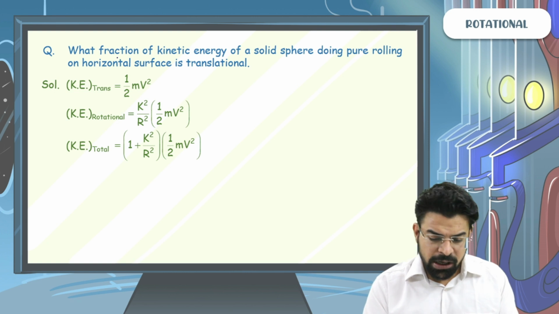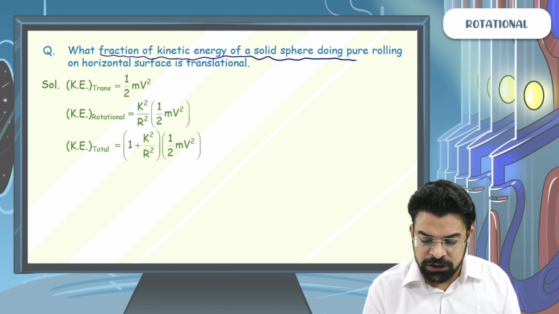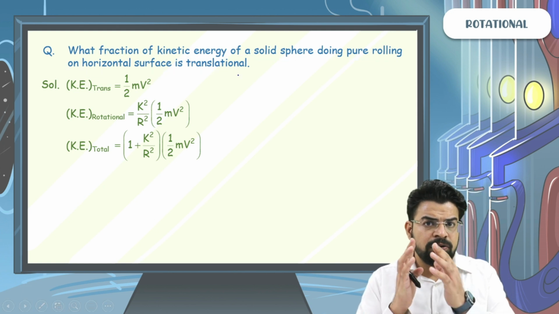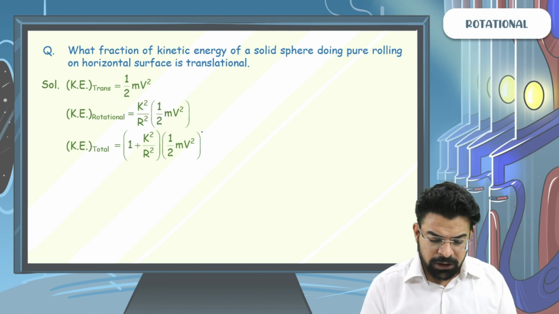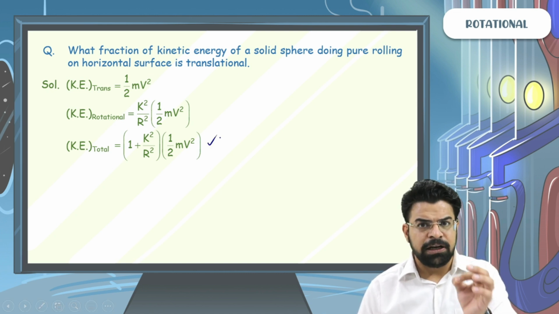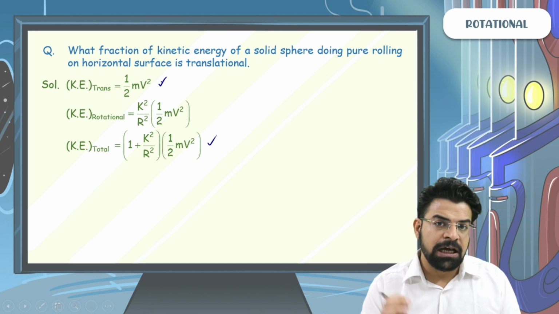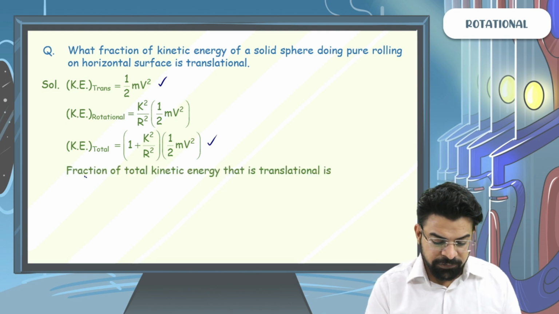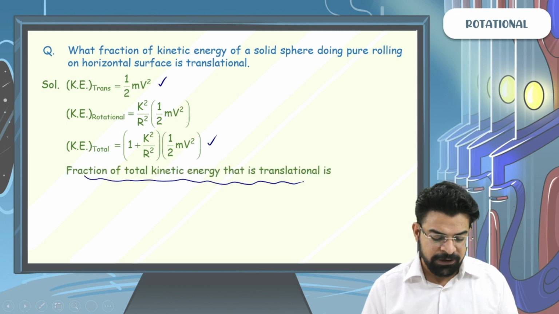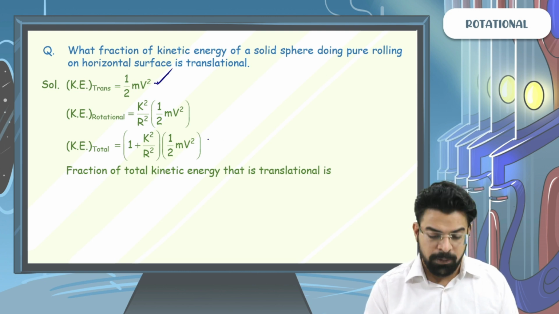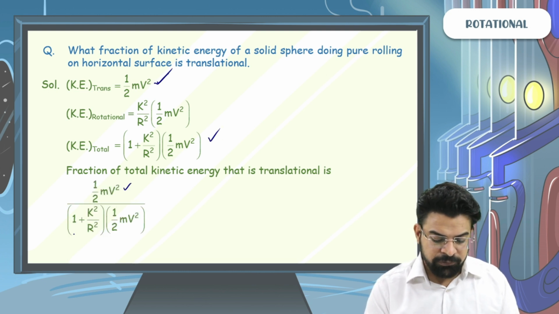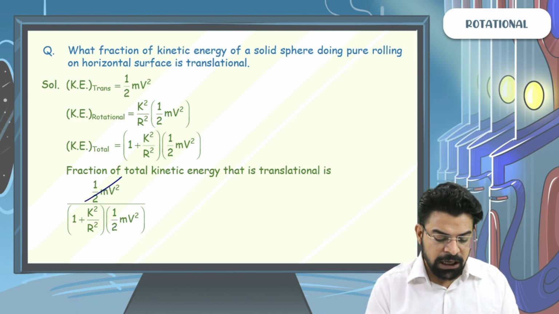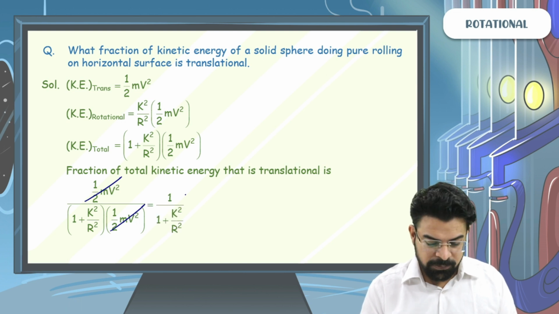They are asking me what fraction of kinetic energy of a solid sphere doing pure rolling on a horizontal surface is translational. So what fraction of the total kinetic energy is translational? Total is 1 plus k square by r square times half mv square. Translational is half mv square. So the fraction of total kinetic energy that is translational is given by the translational kinetic energy upon the total. So that will give you, beta, half mv square upon 1 plus k square by r square times half mv square. You can cancel out this half mv square part. So what you get is 1 upon 1 plus k square by r square.